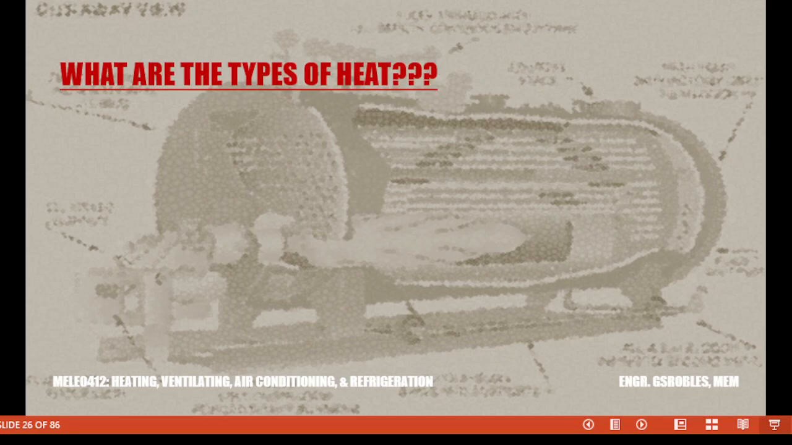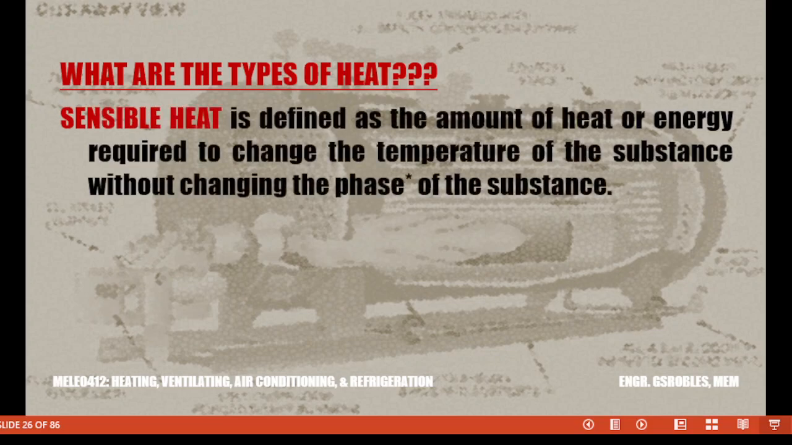So what are the types of heat? So as we progress to future topics such as heat load calculations, one must be aware of the kinds of heat that should be accounted for. So we have two types of heat to obtain the total heat load. So first one, we have the so-called sensible heat.